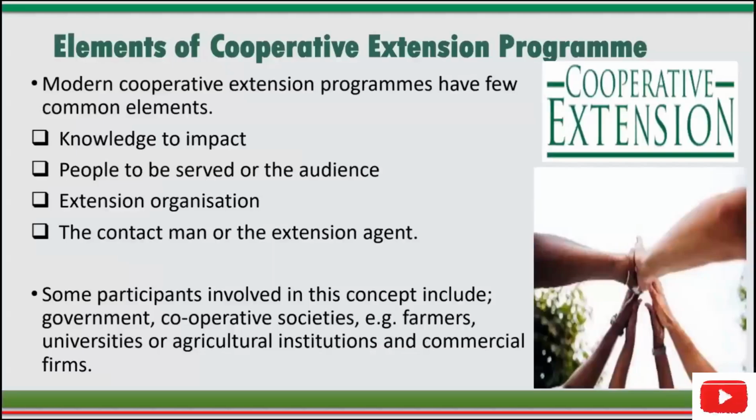Now let's talk about the elements of cooperative extension program. Modern cooperative extension programs have few common elements. One, knowledge to impart. Two, people to be served or the audience. Three, extension organization to deliver this knowledge to the people. Then four, the contact man or the extension agent.